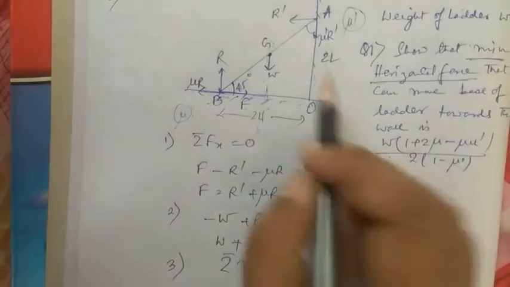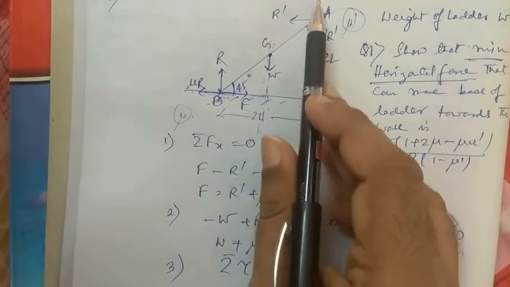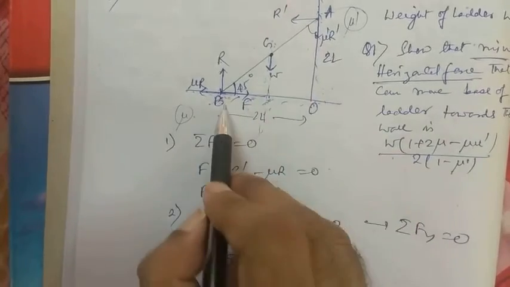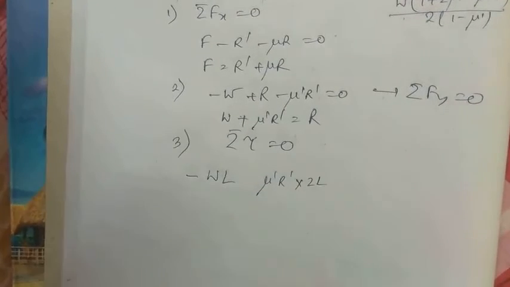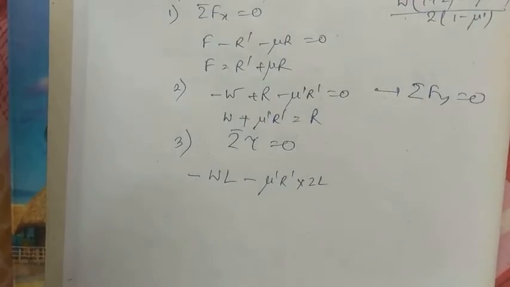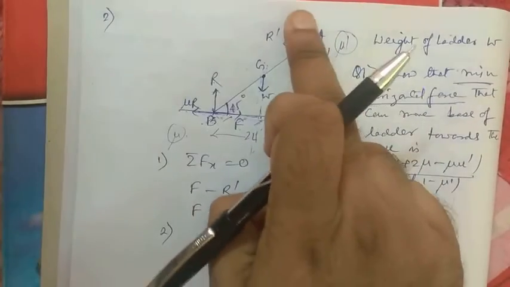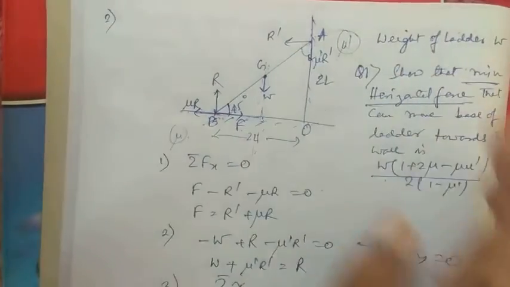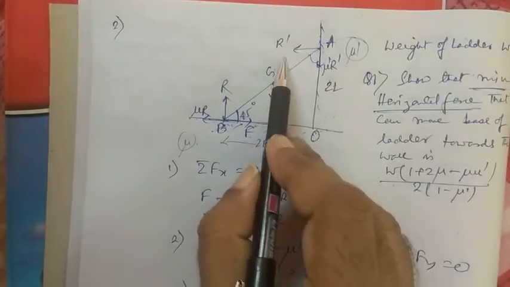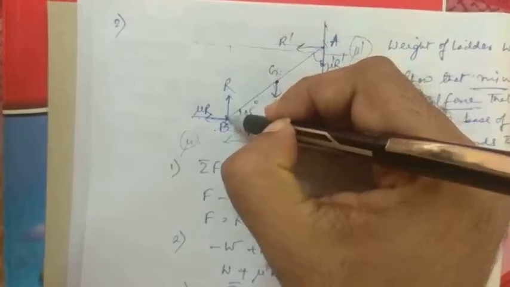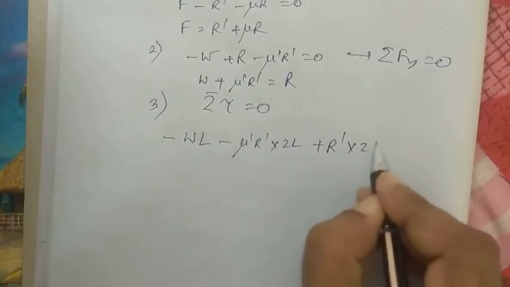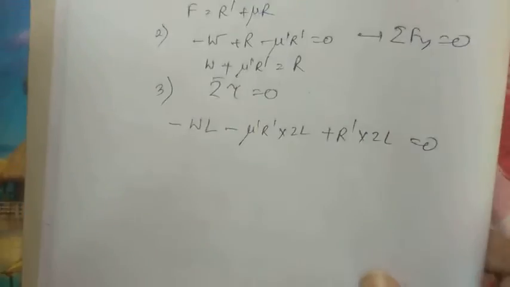Now again, we take the force mu dash R dash. The line of action of mu dash R dash is at a distance of 2L from B. So mu dash R dash into 2L. This will also have a negative sign in front, because it is trying to rotate the ladder in the clockwise direction. And what remains is R dash. The distance of the line of action of R dash from point B is 2L. So R dash into 2L will have a positive sign, because R dash is trying to rotate the rod in the anti-clockwise direction.